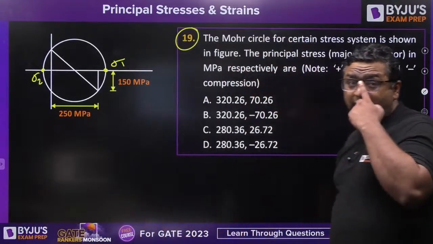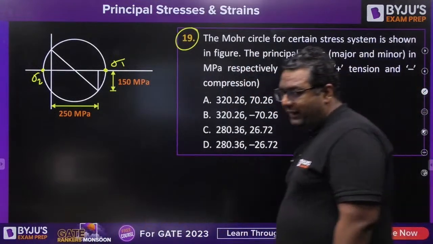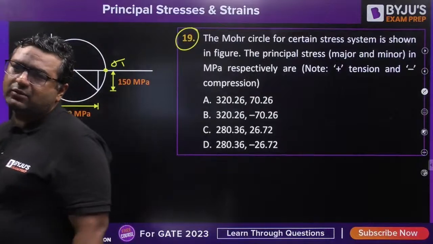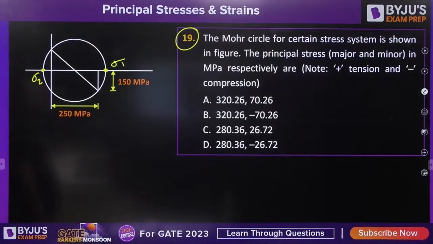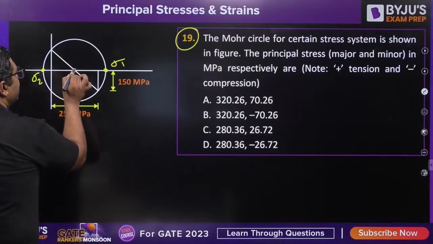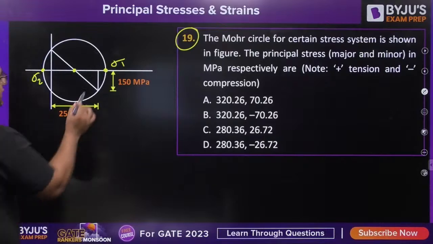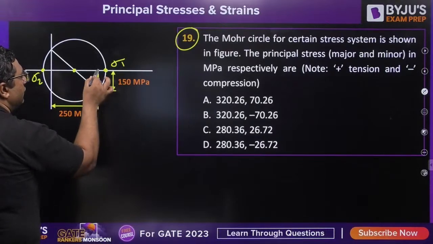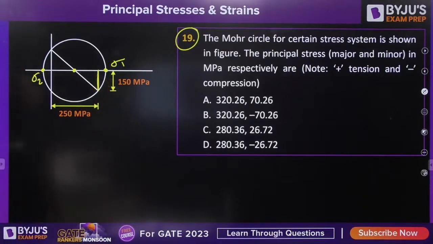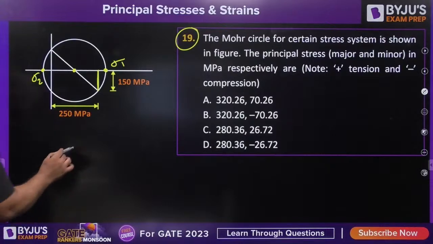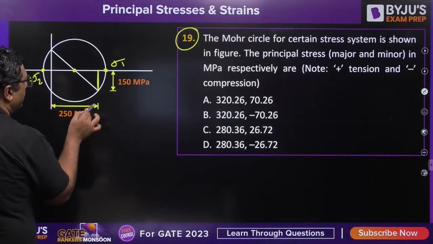Solve it guys, solve it. Very good. Solve this question. So I have given you the hint, my dear. This is the center of Mohr circle. This value is given as 150 to you. Yes. This value is given as 250 to you.